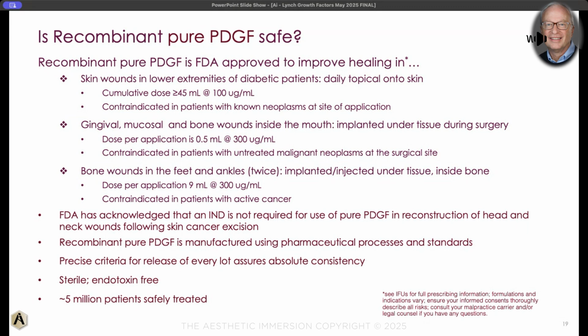Now, who in their right mind is going to put a growth factor product or any kind of a regenerative product on an active cancer? I mean, to me, that defies logic. I hope none of us would even think of doing that. But that is the main and really only contraindication to the use of the pure PDGF products: if you've got a known active cancer at the treatment site, you probably shouldn't put PDGF or exosomes or PRP or anything on that known active cancer.